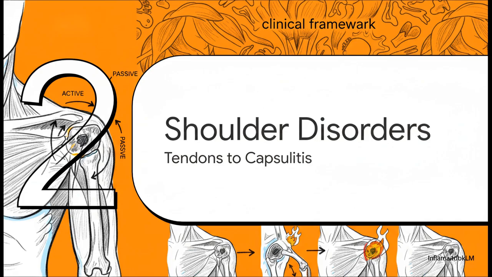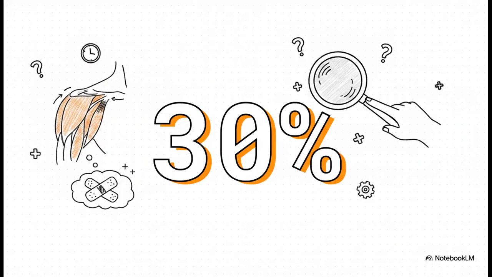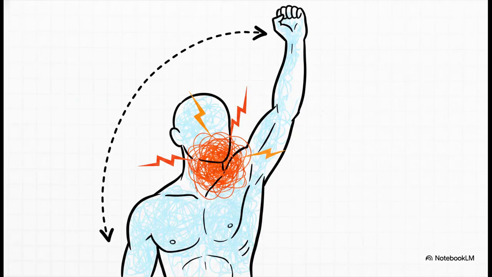Moving right along to section 2, shoulder disorders, from tendons to capsulitis. Let's take this active versus passive rule and apply it directly to the upper extremities, starting with the shoulder. To put this into perspective epidemiologically, almost 30% of elderly patients who come in with shoulder pain have a rotator cuff tendinitis or tear. 30%. It's incredibly common, and the great news is that your physical exam skills can isolate it beautifully, often without jumping straight to expensive imaging.